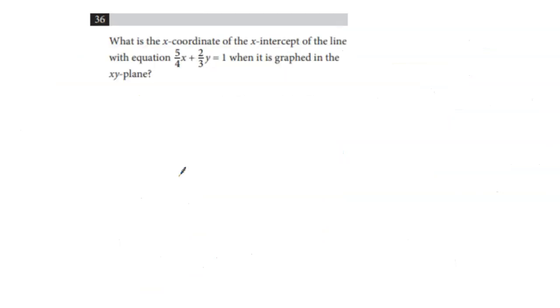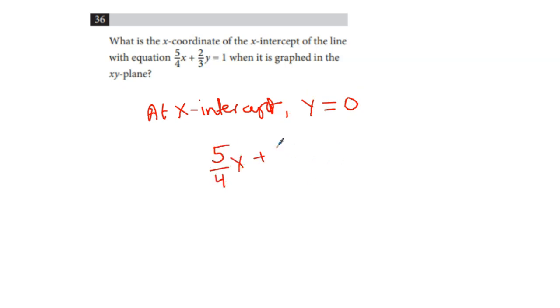And we have been given this equation of a line, and they want us to find the x coordinate, which is at the x-axis. It looked like one of the multiple choice that we saw. At the x-intercept, y is equal to 0. That has to come into your mind. So at x-intercepts, y is equal to 0. So if that is the case, we're going to get 5 on 4x, it's going to be 2, 3. Here is going to be 0.